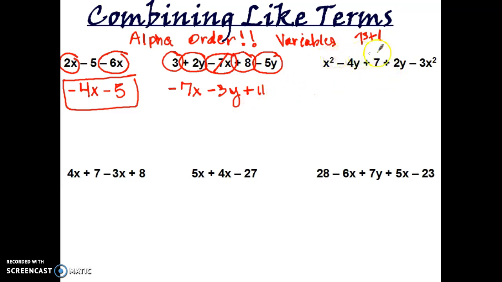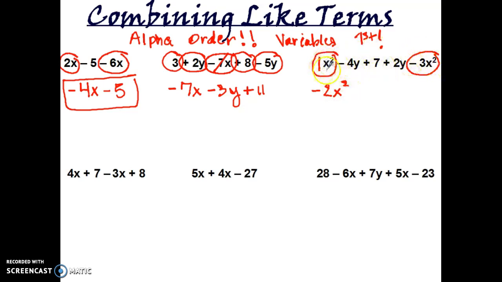Okay, even though this is squared, it is still an x, so x will come first. All right, so this is x squared. What's the coefficient in front of this x? Say it. 1. Combining with a negative 3x squared. So 1x squared minus 3x squared gives me negative 2x squared. Okay, we're not multiplying. We're doing this minus that.